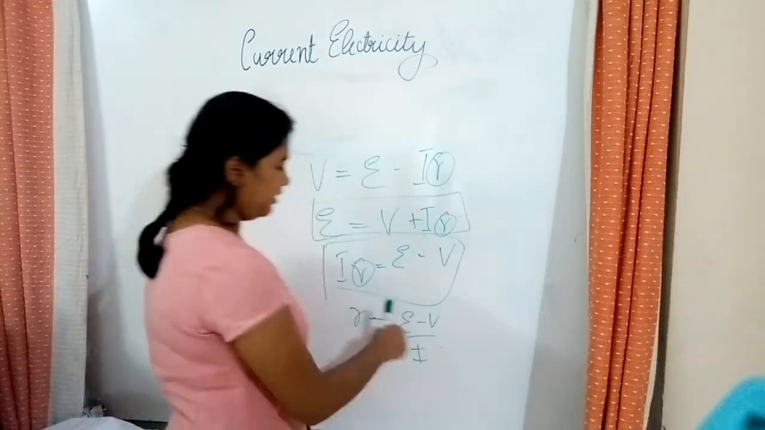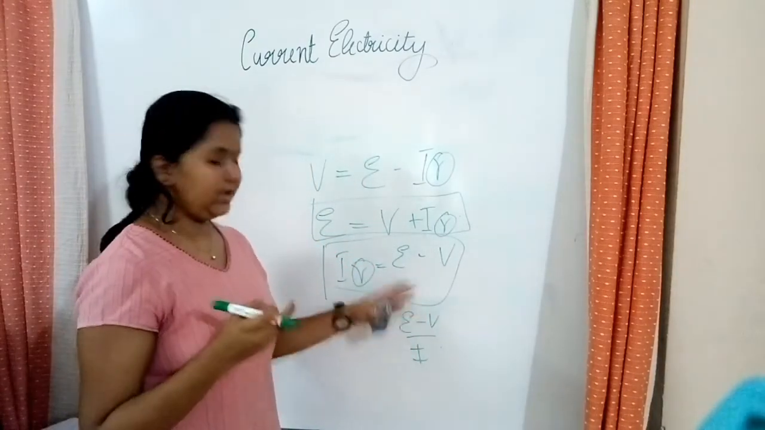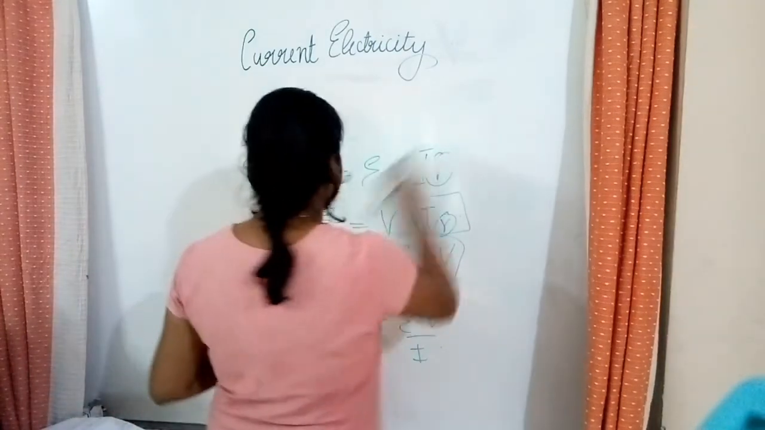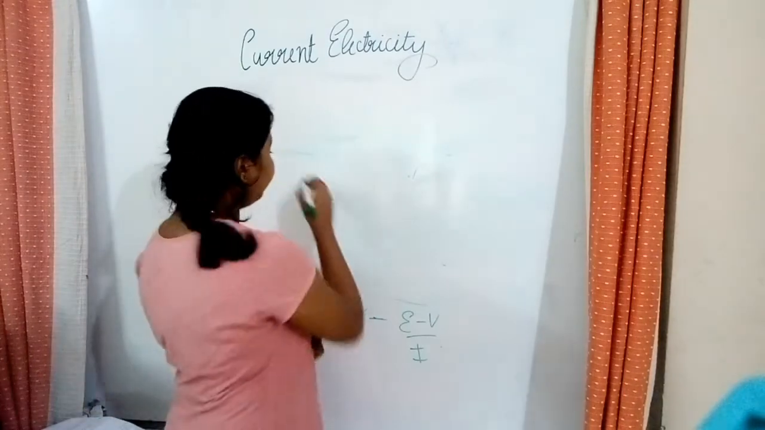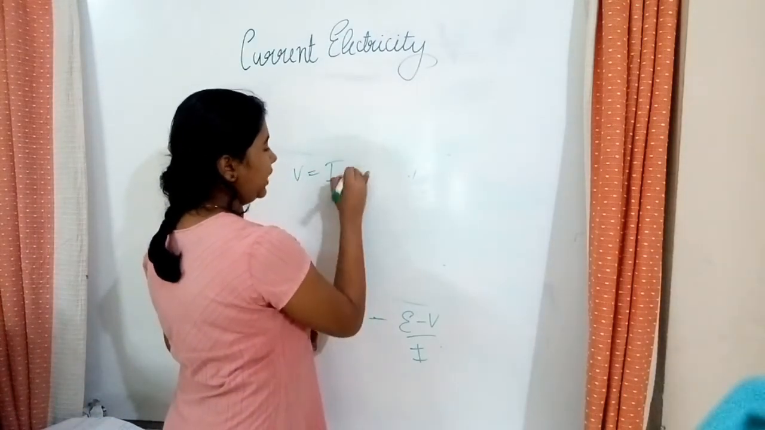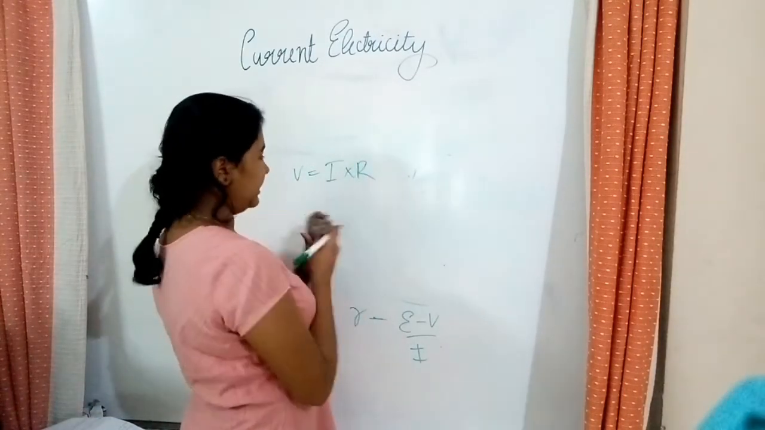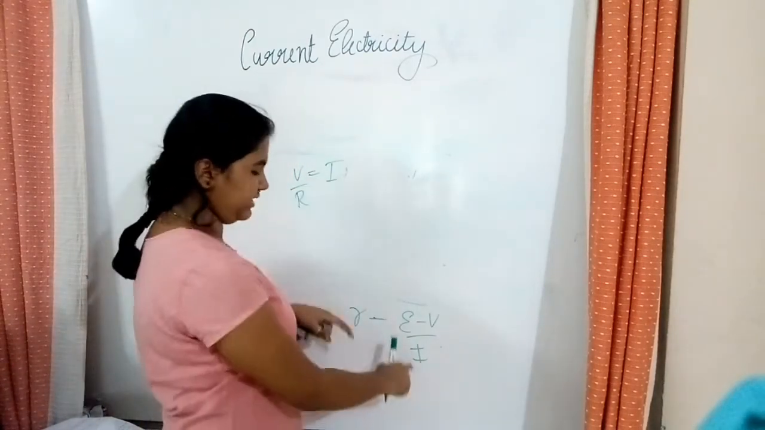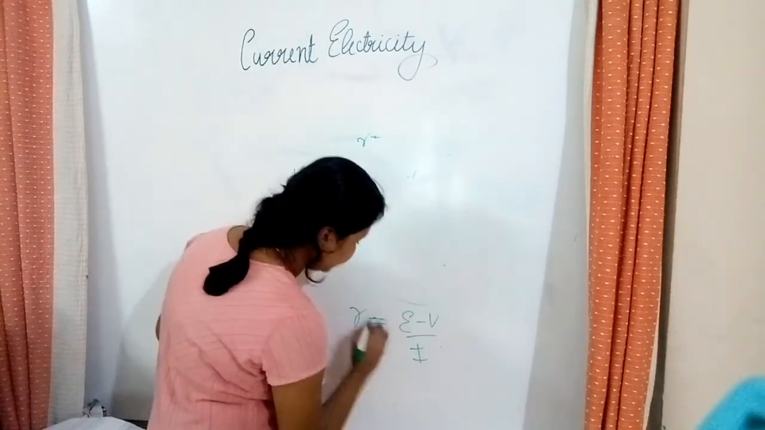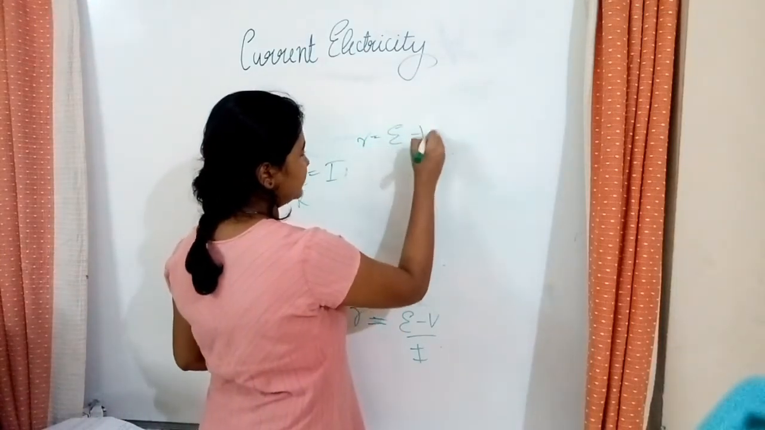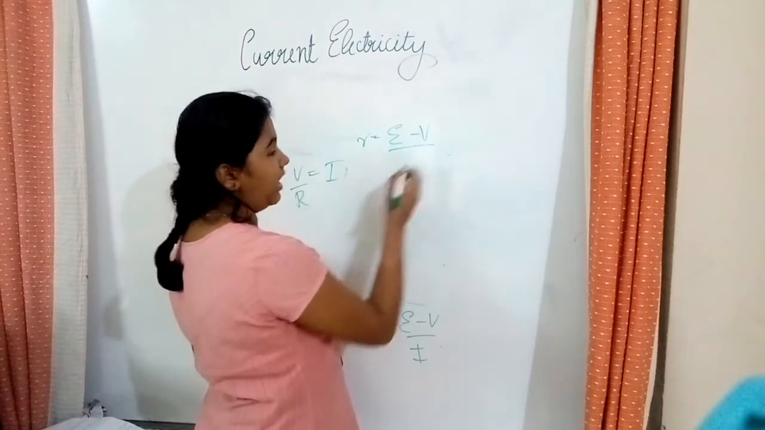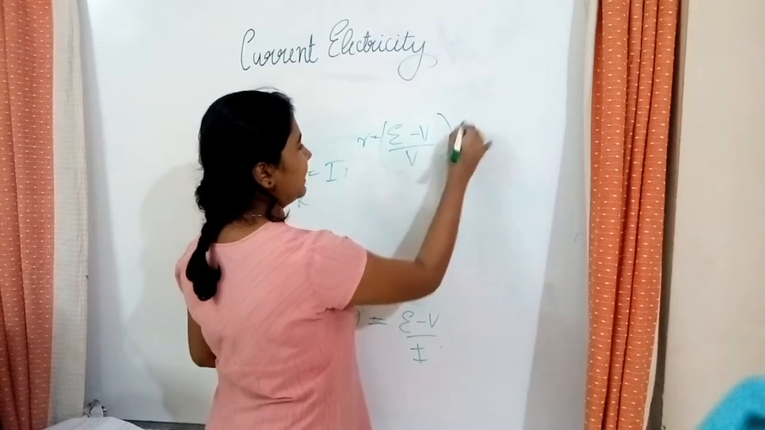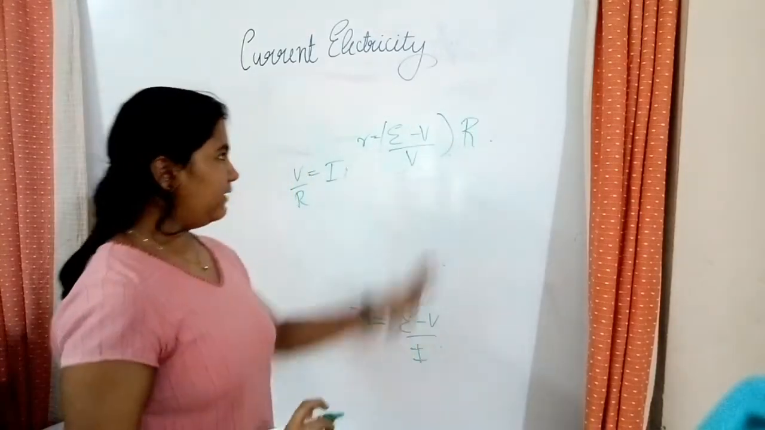So that is the equation. So now we'll substitute something in this equation. So let us see. We know that V is equal to I into R. Therefore, I would become V by R. So we'll substitute this over here. So R is equal to E minus V divided by what? V by R would come in. The R would come in the numerator. So let's put in a bracket into R. Okay, we found it out.